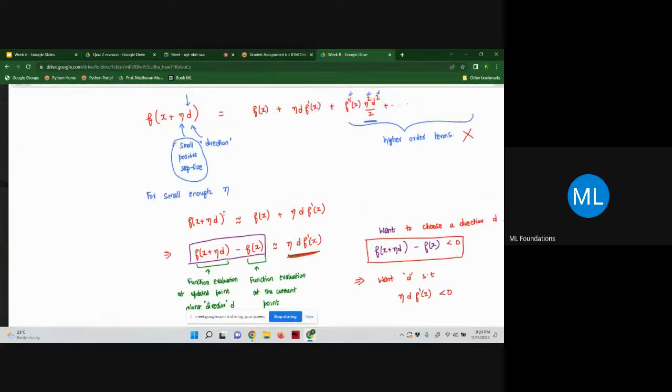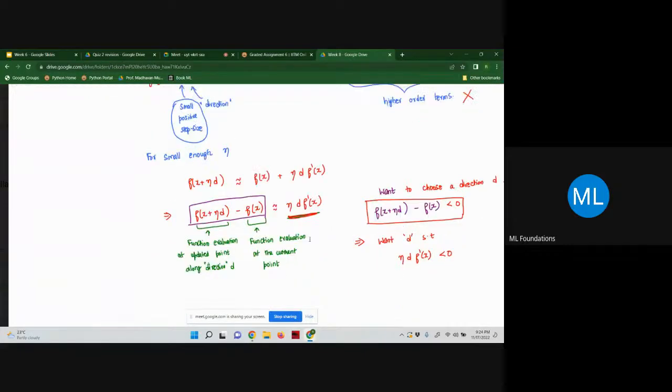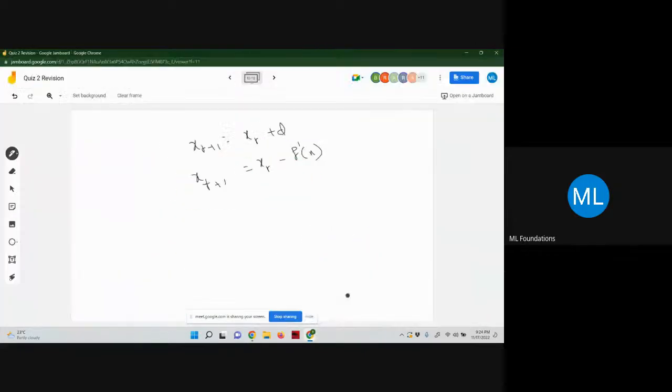We want to minimize a function, right? So if you want to minimize a function, f of x t plus 1 should be less than f of x t, correct? So basically here f of x plus eta d should be less than f of x, or in other words, f of x plus eta d minus f of x should be less than 0. All right, which basically implies this eta d f dash of x should be less than 0, right?